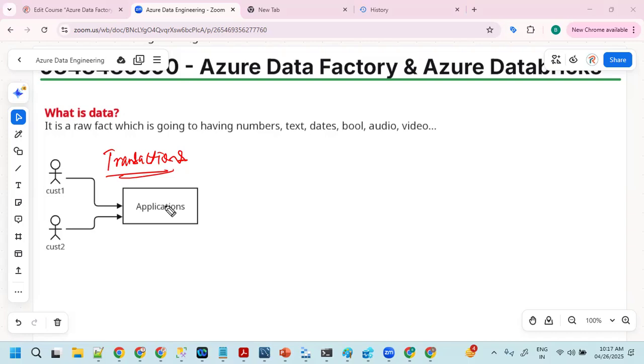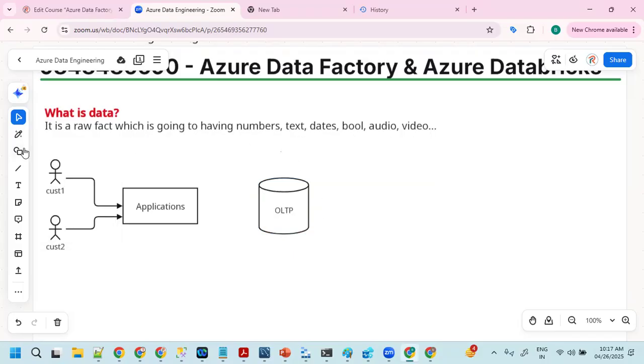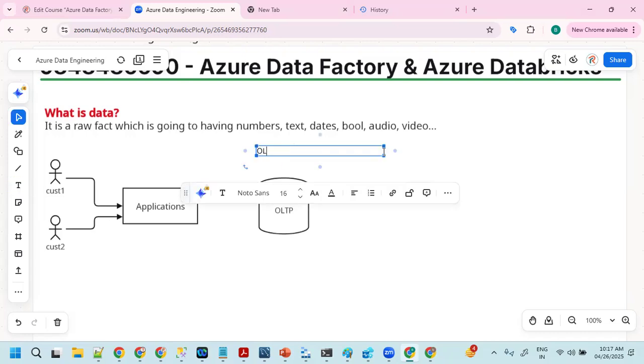This application is going to store the data, whatever details you provided, in a database. That database we can call an OLTP system. What do you mean by OLTP system? OLTP means online transactional processing system.